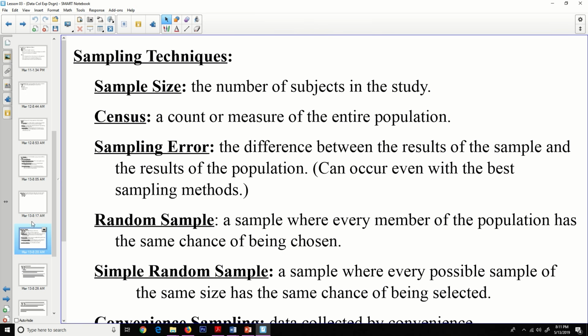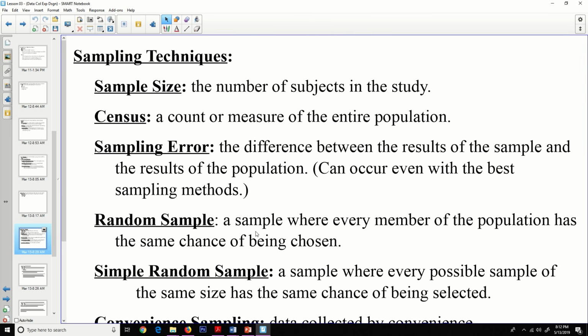Ways that you can collect samples. Sample size is the number of subjects in the study. Usually we denote that by N. A census is a count or measure of the entire population. Sampling error is the difference between the results of the sample and the results of the population. And this can occur even with the best sampling methods. So if your average of something for your sample is different than the average for the entire population, we have sampling error.